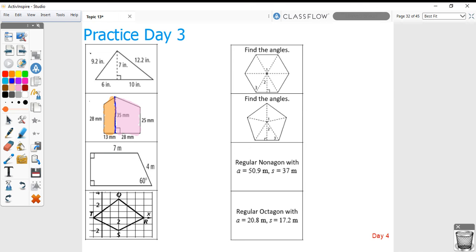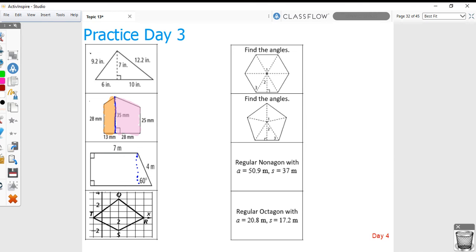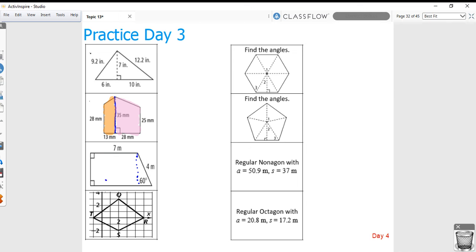Okay, look at your next hint. It's going to be on problem number 3. The height of this thing right here, look at it. That height makes a 30, 60, 90 triangle. So when you're finding the length of the base, it's going to be 7, and then this one right here is going to be 2 because it's half of the hypotenuse. And the height is going to be 2 square root 3.